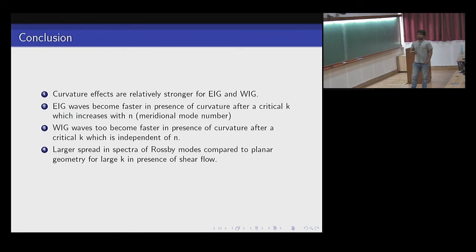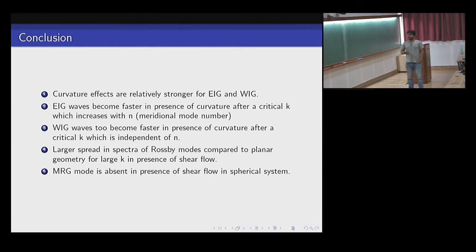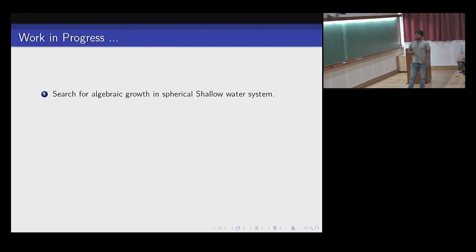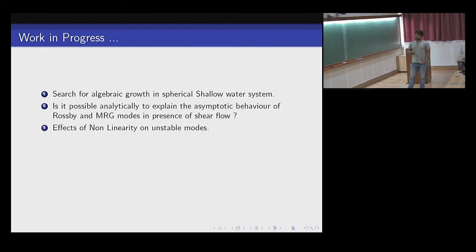When you introduce shear in the problem, there is a larger spread in the Rossby modes compared to the planar case, and it asymptotes slower than the planar case. And as far as we could see for certain fluid numbers, the mixed Rossby gravity wave, which was present in the planar case, seems to be absent in this case. So this is still a work in progress.